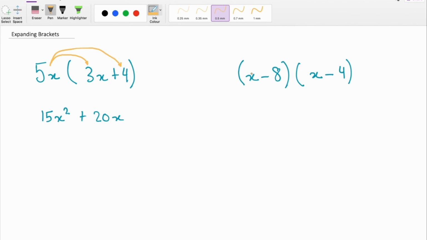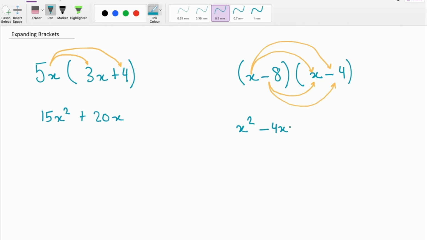So starting first, we have x times x. Then we will have x times minus 4. That will be our first half done. The second half will have minus 8 times x, and then minus 8 times minus 4. Let's expand this underneath. So starting with x times x, we have x squared. Then x times minus 4 will give us minus 4x. That's our first half done.